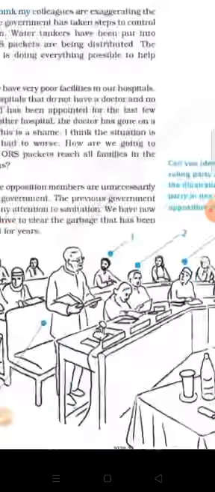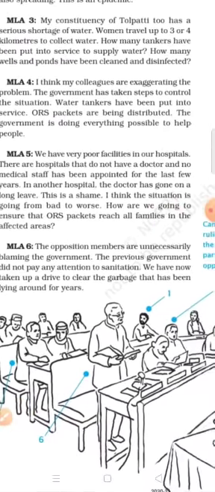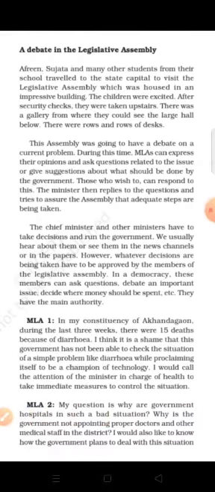So now MLA first. So we have some MLAs here, you can say number 1, number 2, giving the number. So we have the number 1 opposition leader, we can say the leader of the opposition in my constituency of Akhand Gaon. During the last 3 weeks there were 15 deaths because of diarrhea, and I think the government has not been able to check the situation of simple problems like diarrhea while proclaiming itself to be a champion of technology.